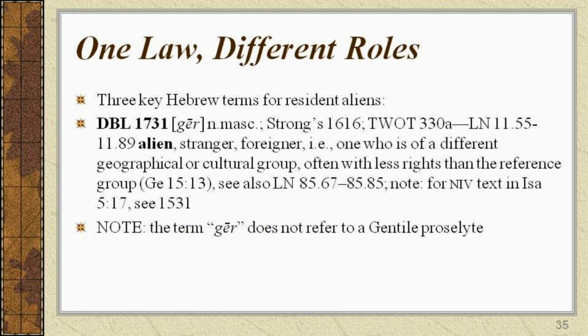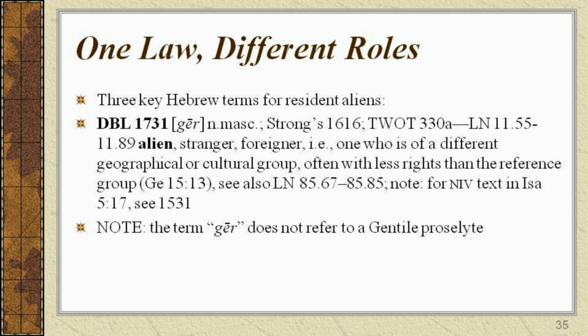We also need to understand three key Hebrew terms used in the Bible for resident aliens. The first term is ger, entry 1731 in the Dictionary of Biblical Languages, which refers to an alien, a stranger or foreigner, someone who is of a different geographical or cultural group, often with less rights than the reference group. The term ger does not refer to a Gentile proselyte who had already become a citizen of the nation of Israel. A ger was an uncircumcised Gentile who was living among the Israelites.